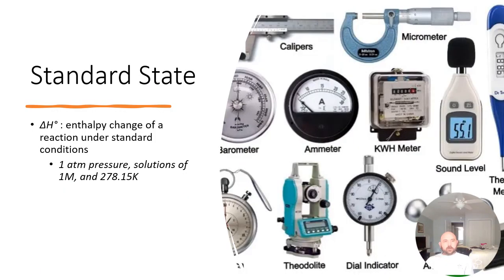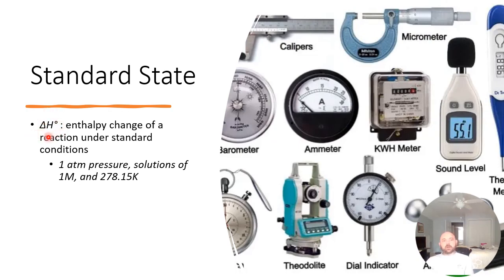From here on out, every time we see delta H, it's going to look like this, delta H with a little degree sign beside it. When we see symbols with degree signs beside them all throughout chemistry, that usually means it's a standard state measurement or a standard temperature and pressure measurement.